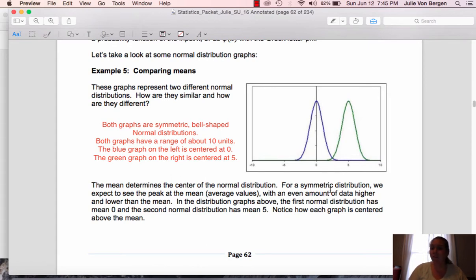So the difference in these graphs is where they're centered. The left blue graph is centered at 0, and the green graph on the right is centered at 5. So the mean determines the center of the normal distribution. Remember, when a graph is balanced and symmetric, the mean and the median are in the same place. If you look at the blue graph centered at 0, imagine if we chop this in half, you're going to have 50% of the area of the graph on the left and 50% on the right.